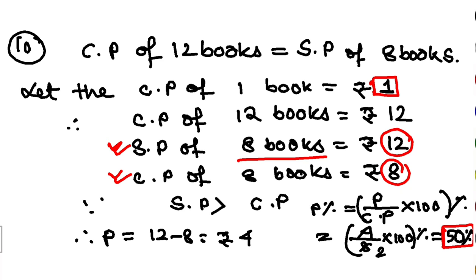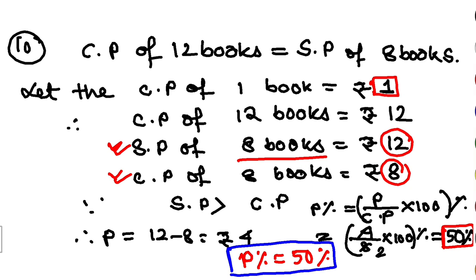Alright, I hope you people are following. SP of 8 books is 12, CP of 8 books is 8, so there is a profit of rupees 4, profit percentage is 50%. Let me write the final answer here. Therefore profit percentage is 50%. Okay, so this question is also very important from examination point of view.